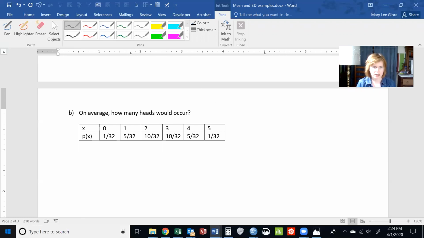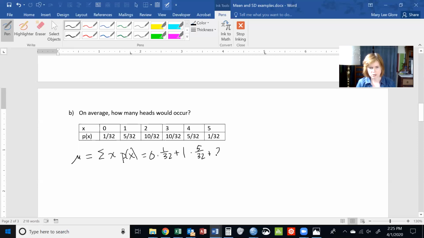All right. So on average, how many would occur? That's going to be the mean, mu. The mu tells me what happens on average in the long run. And the formula for this is the summation of x times its respective probability. So that means I'm going to take 0 times 1 over 32, and add that to 1 times 5 over 32. Next one is 2, its probability is 10 over 32, and so on and so forth.